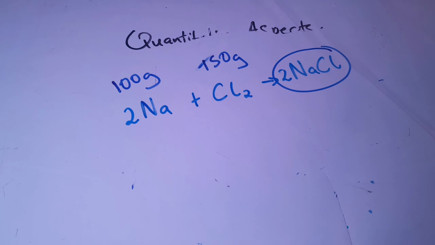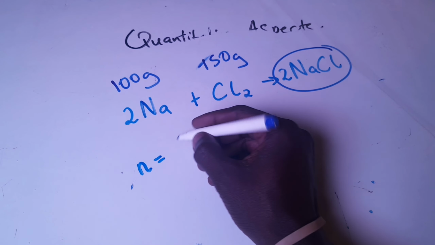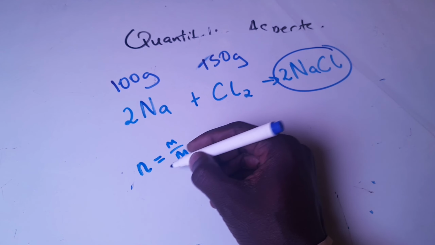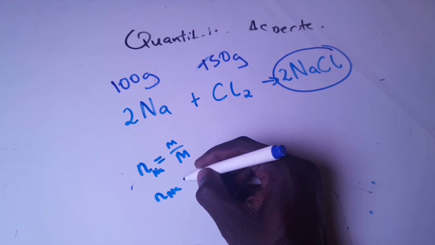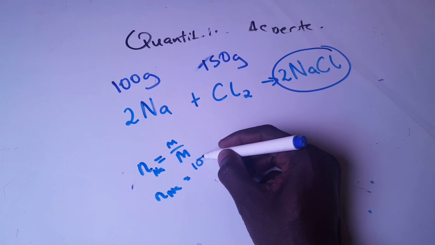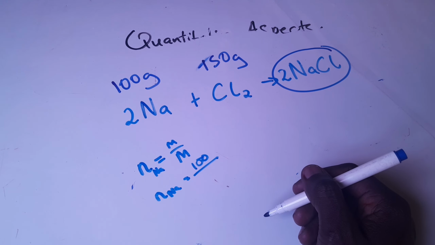Number of moles. First, we have to find the number of moles of each, right? And then what do we do next? Let's find the number of moles of each. So what is the number of moles of sodium? It is mass over the molar mass. So this is sodium, right? So the number of moles of sodium becomes what? What is the mass of that? 100, right? Over, and then the molar mass of sodium is what?